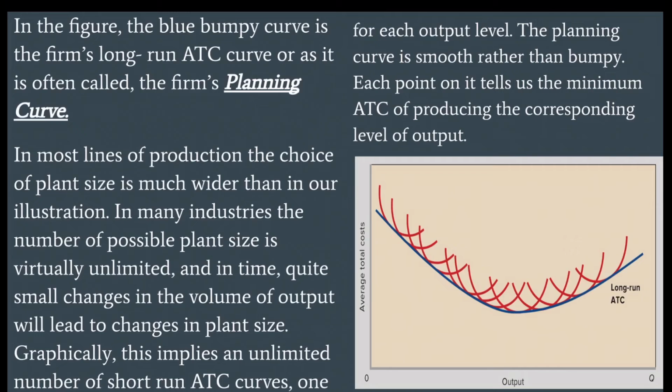In the figure, the blue bumpy curve is the firm's long-run ATC curve, or as it is often called, the firm's planning curve. In most lines of production, the choice of plant size is much wider than in our illustration. In many industries, the number of possible plant sizes is virtually unlimited, and quite small changes in the volume of output will lead to changes in plant size. Graphically, this implies an unlimited number of short-run ATC curves, one for each output level. The planning curve is smooth rather than bumpy. Each point on it tells us the minimum ATC of producing the corresponding level of output.